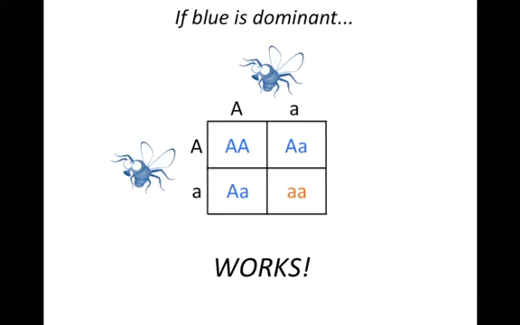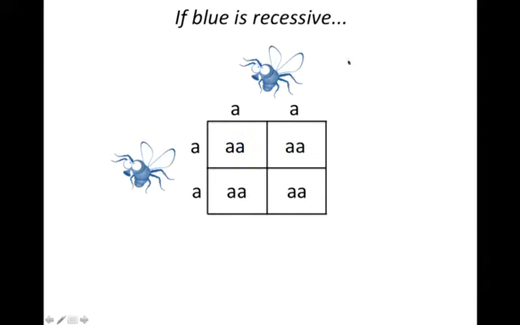Okay, and so then our next task is to say, what do we expect to see if blue is recessive? Well, if blue is recessive, then that would mean that both blue flies must be little a, little a. So all their offspring, once we fill out the Punnett square, should be little a, little a. That means that they should all be blue. And so this does not work, right? If blue were recessive, then a blue-blue cross should give us only blue flies.